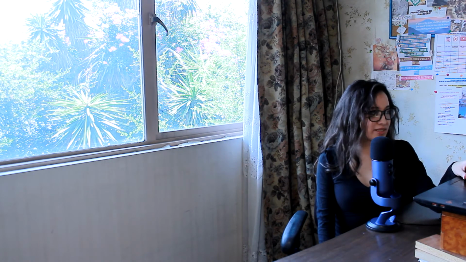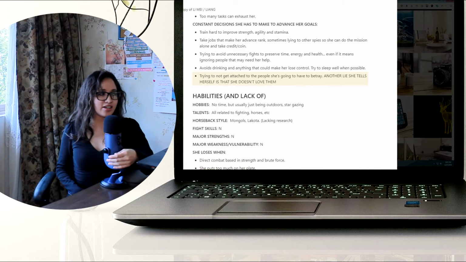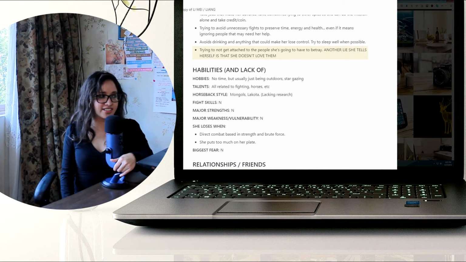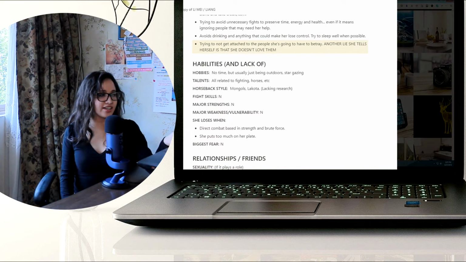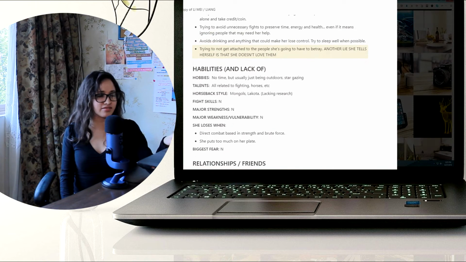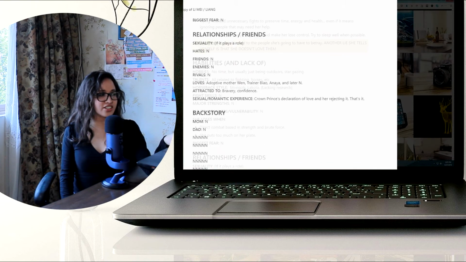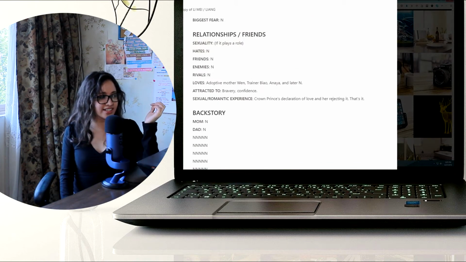So I just chose the ones that were useful to me. I do not have a magic system in this world, so I didn't need many things. Major strengths, weaknesses, vulnerabilities, and she loses when, etc. And her biggest fear. Relationships and friends, sexuality, hates, friends, enemies, rivals, loves, attracted to, and sexual and romantic experience.